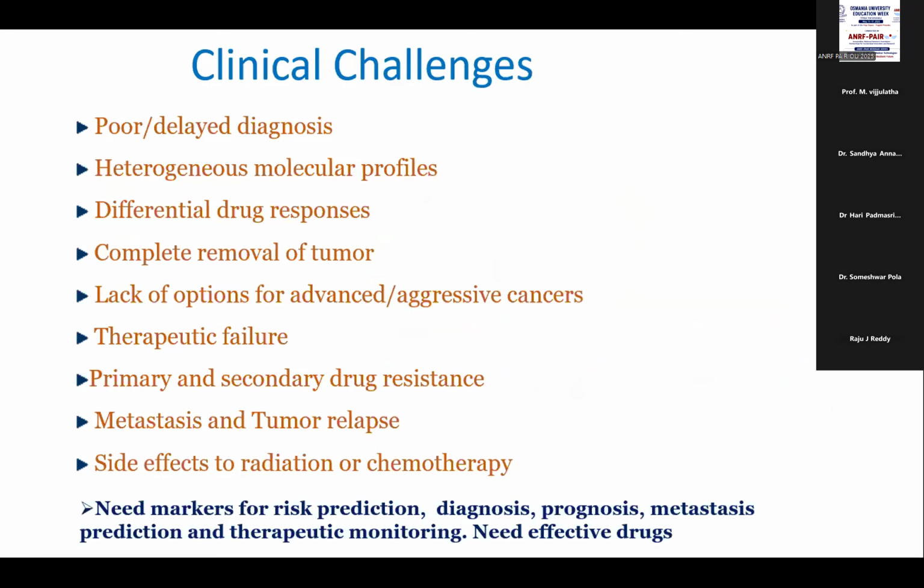And also side effects are high or many due to chemotherapy. So currently there are no specific markers for risk prediction or for diagnosis of these subtypes of cancer, and metastasis prediction is far away, and therapeutic monitoring is very, very challenging.